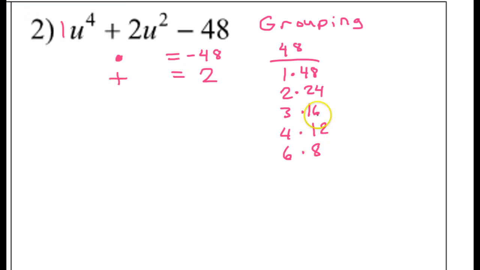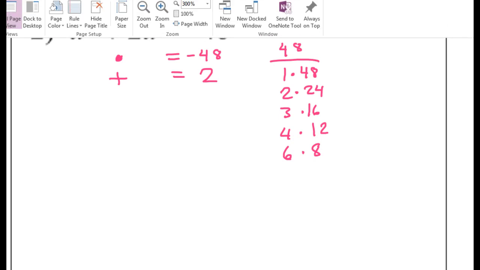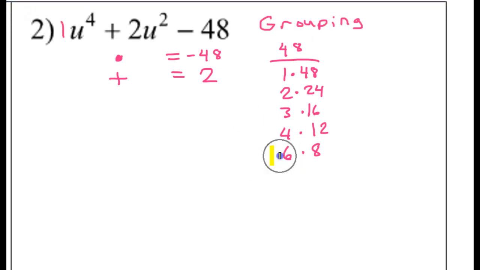Anyway, back to this. Which one of these pairs can give me a sum of 2? Oh yeah, 6 and 8. If I pick the signs right, I can get a positive 2 out of this. So let me think. I want a positive 2, so I need a negative 6 and a positive 8 in order to do it. Okay, and then of course the product has to be the same number. So negative 6 times 8 is negative 48, so this is great.